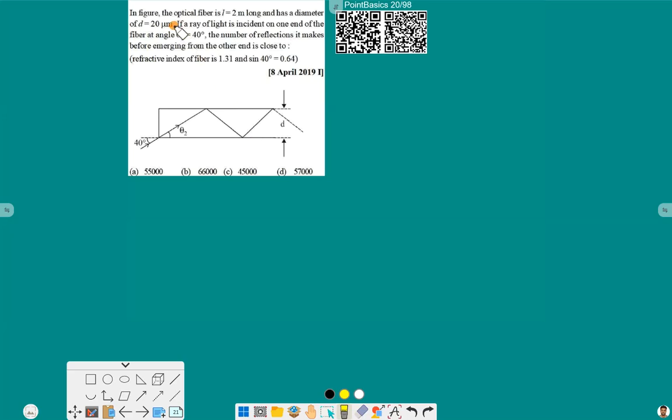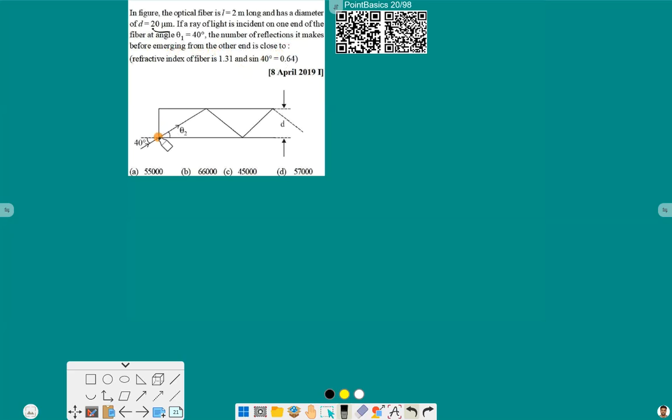So here what we have in a figure, an optical fiber of length 2 meter long has a diameter of 20 micrometer. If a ray of light is incident at one end of the fiber at angle theta 1 equal to 40 degree, find the number of reflections it makes before entering from one end to exiting at the other end.